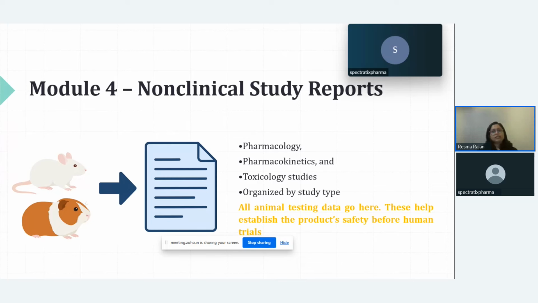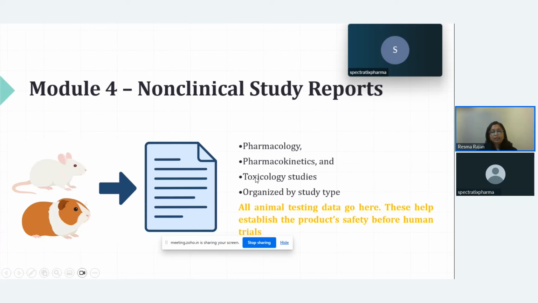And then they will check carcinogenicity or reproduction, whether there are any adverse events related to reproduction. And then genotoxicity, whether it is interacting with the genes and causing any toxicity or cancer. All these kinds of toxicity studies will be conducted in animals before performing a human clinical trial. All this data will be mentioned in Module 4.